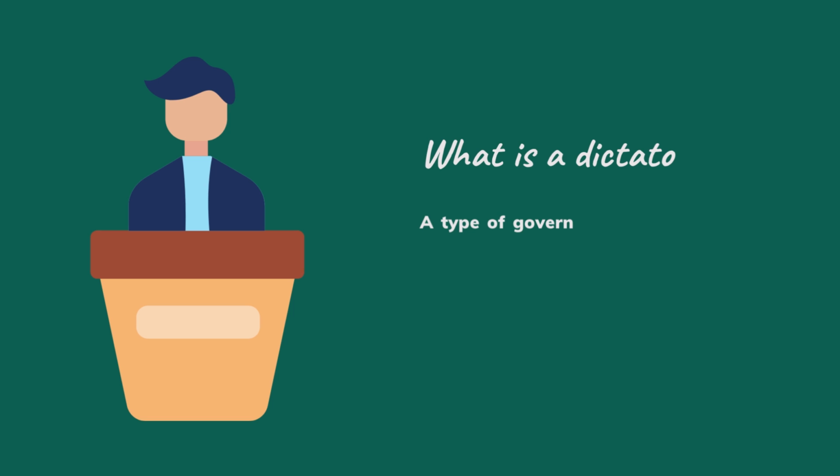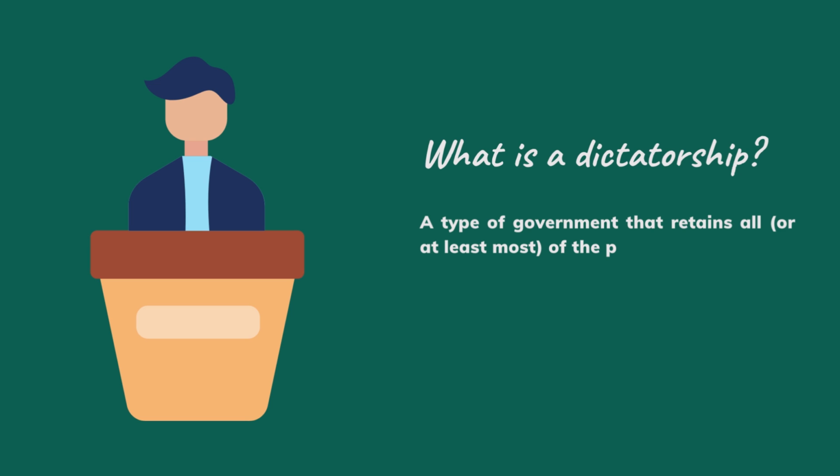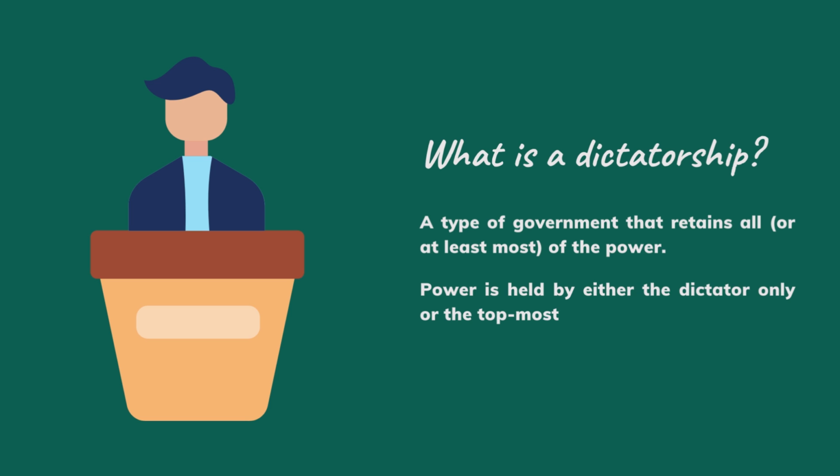Okay, so what is a dictatorship? A dictatorship is a type of government that holds all or most of the power. Power is either circulated within the topmost officials of the dictatorship or held solely by the dictator.